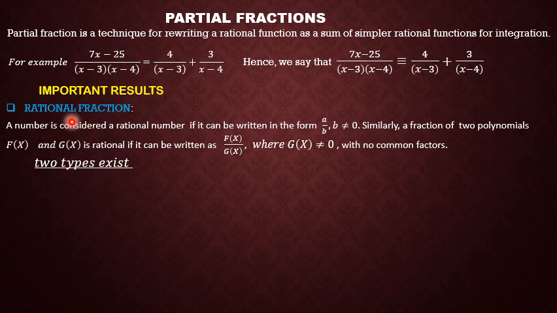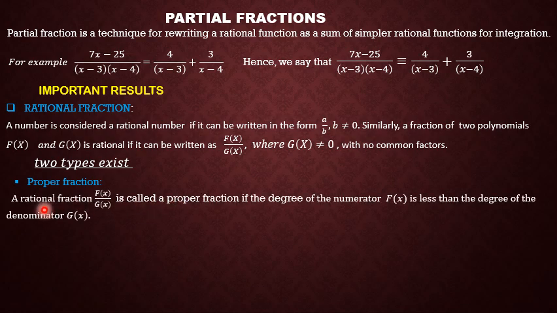All right, so these rational fractions, two types exist actually. Let's look at type 1, the proper fraction. What is a proper fraction? A rational fraction f(x) divided by g(x) is called a proper fraction if the degree of the numerator is less than the degree of the denominator.